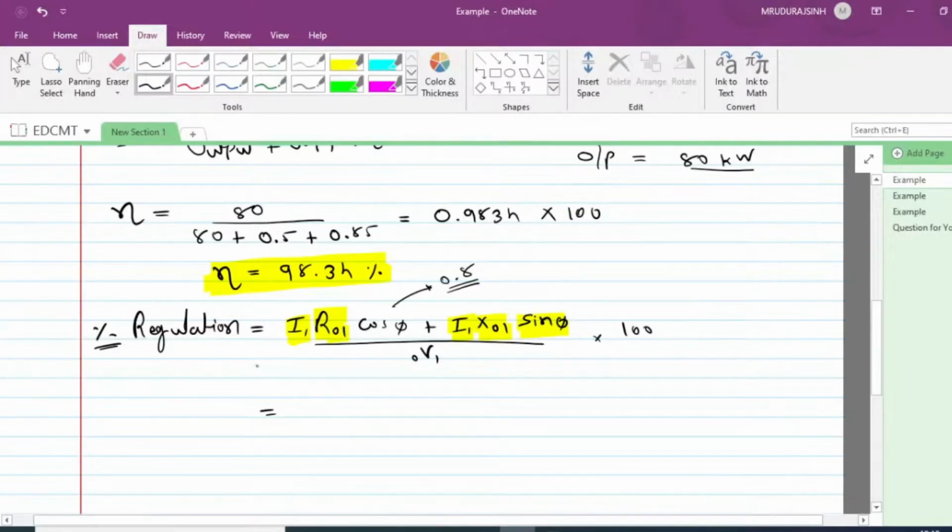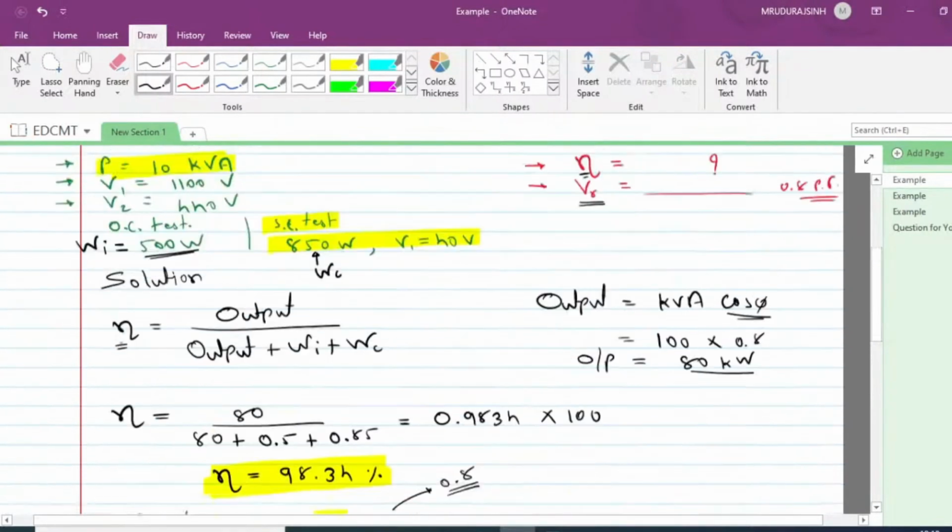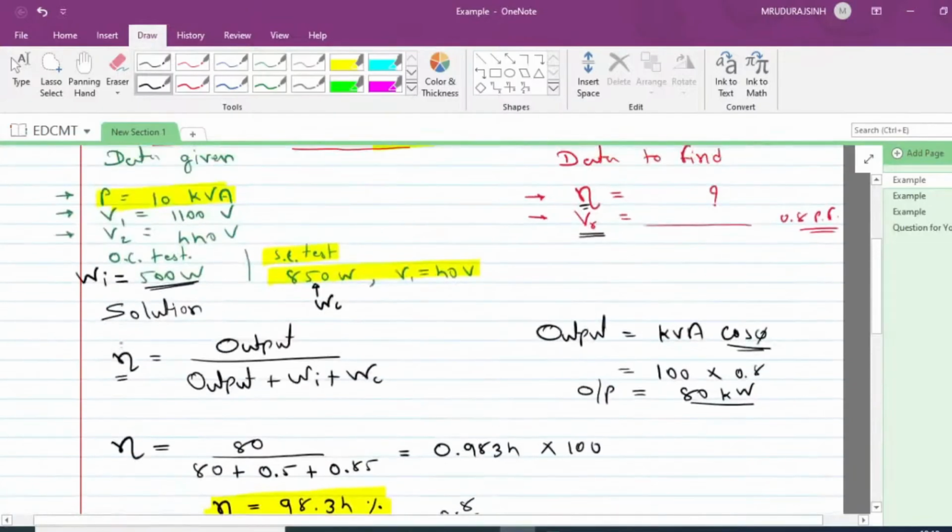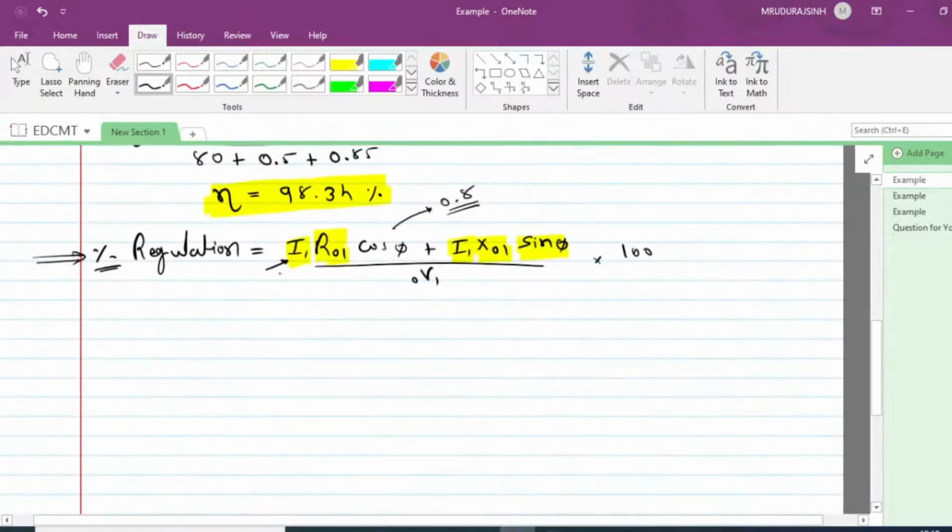So first of all we will start with calculating I1. We will place all the values once we are aware of them. So from where can we find I1? I1 is the primary current. See, the SC test is performed at full load. So the secondary is shorted and the primary is carrying the full load current. So if we calculate the full load current, it's easy for us, right?